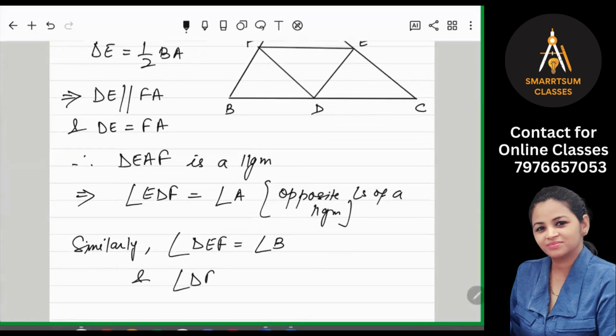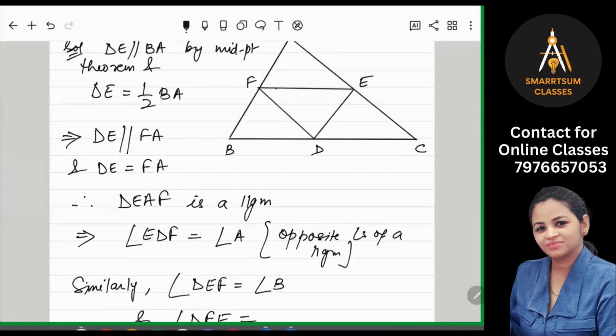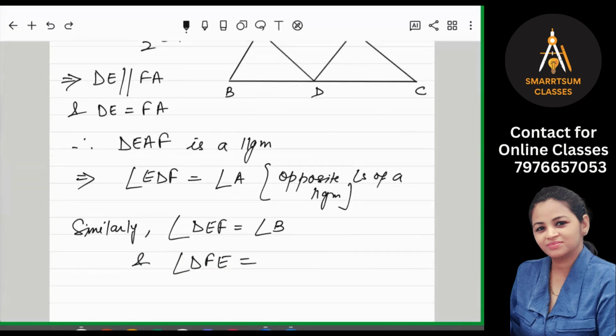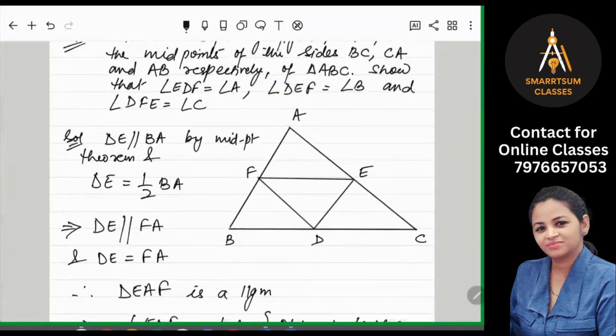In the same way, angle DFE, this one, will be equal to angle C. Why? Because we will prove that DFEC is a parallelogram, therefore opposite angles will be equal. So in this way, we have proved that angle EDF is angle A, DEF is angle B, and DFE is angle C. So I hope you are getting it. So just note it down.